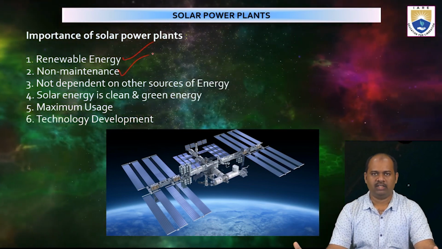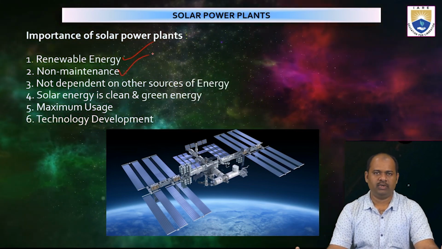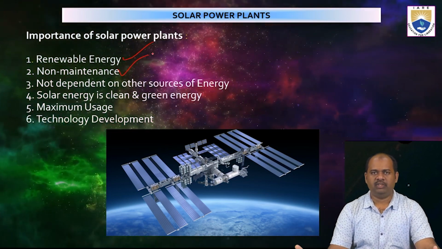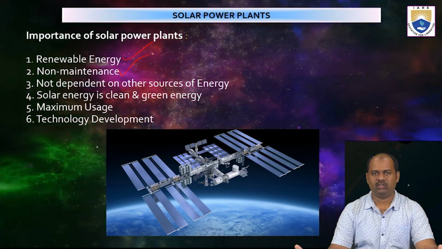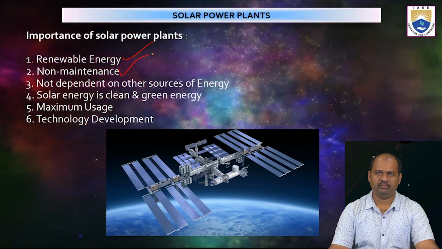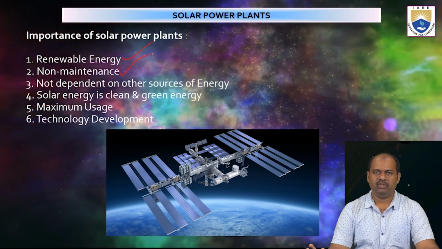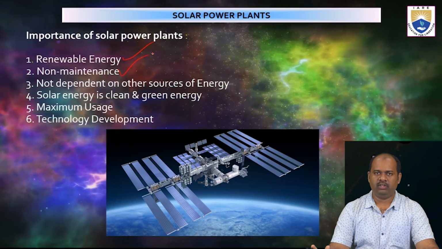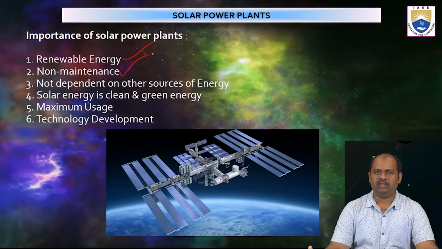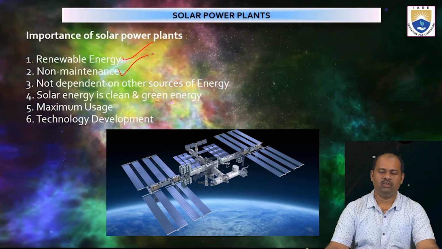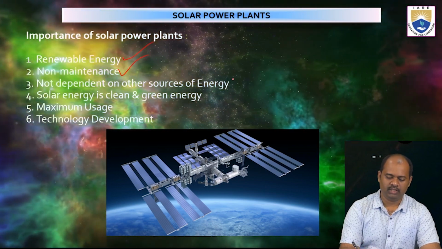In thermal power plants, coal will create some kind of black ash on the surface of the chimneys. So all these things have to be cleaned. In solar power plants, there is no need for that. We should keep the solar panels as clean as possible in order to capture the solar energy. That is the only maintenance we have to do in the case of solar power plants.